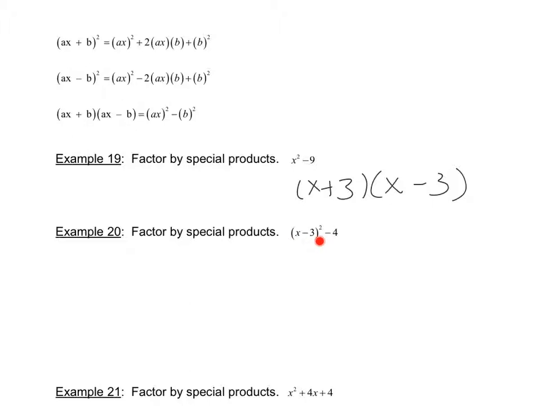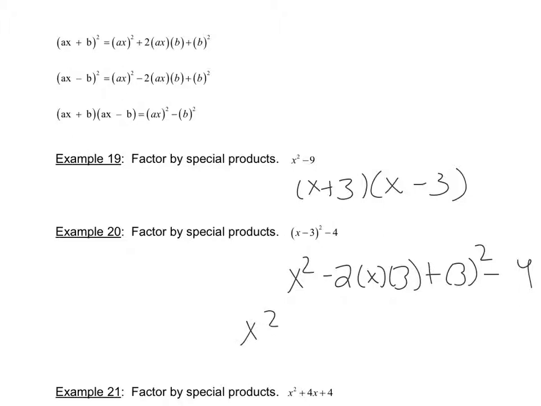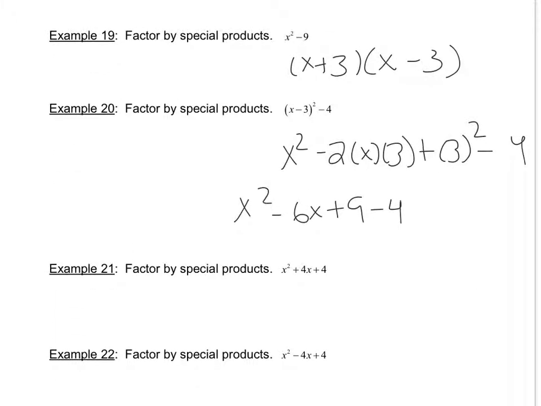So now here, x minus 3 squared, we're looking at this. So you do ax squared. So what's x? It's just 1x squared, so it's x squared, minus 2 times x times 3, plus 3 squared. So you have minus 4. So first thing we have to do is multiply it out. So then you'd have x squared minus 6x plus 9 minus 4. So then you'd have x squared minus 6x plus 5.